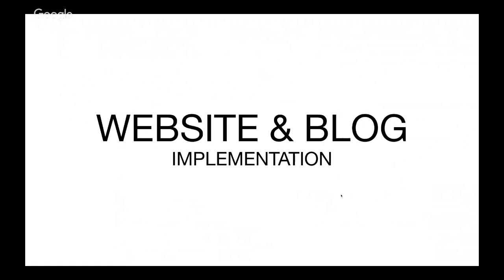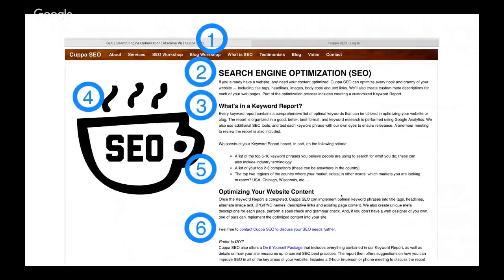But where do I implement the phrases that I found in my keyword report? The keyword report's done. Let's say in a perfect world, it's done. It's beautiful. You've got one lying around from Cuppa SEO, or we do one for you, or you take the time and do one yourself. The first thing we need to look at is where to implement these keywords and keyword phrases.